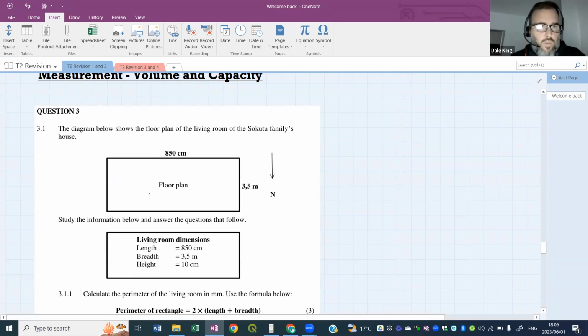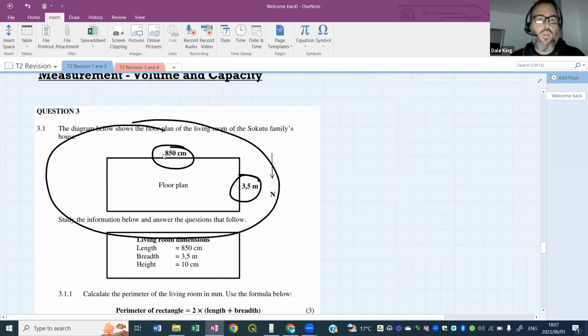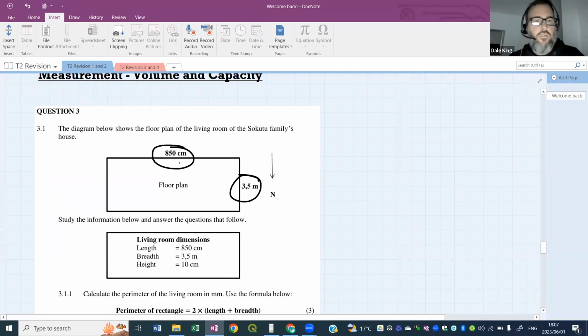And we've got a rectangular floor plan, and then it says study the information below and answer the questions that follow. The dimensions of the room are given there. I don't know if you notice, we've got 2 dimensions already on our diagram, a breadth and a length. But the third dimension that they mentioned down here, height, we can't see because this top diagram is a 2-dimensional image looking down from the roof onto the floor. So we can't see the height of the walls, but they are telling us there is a height here. Let's keep that in mind.